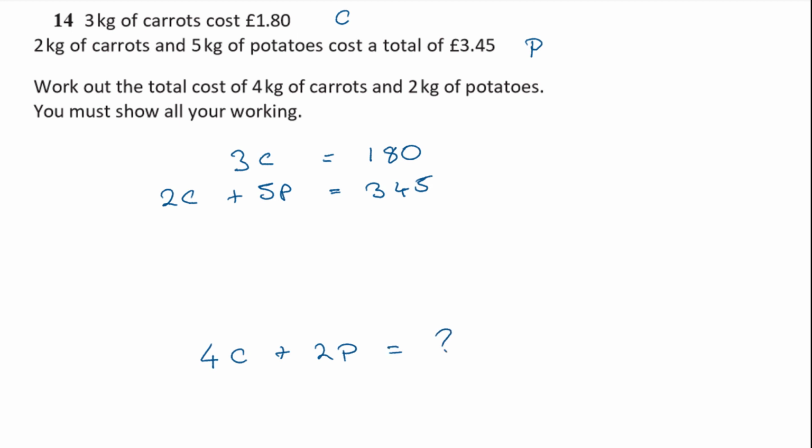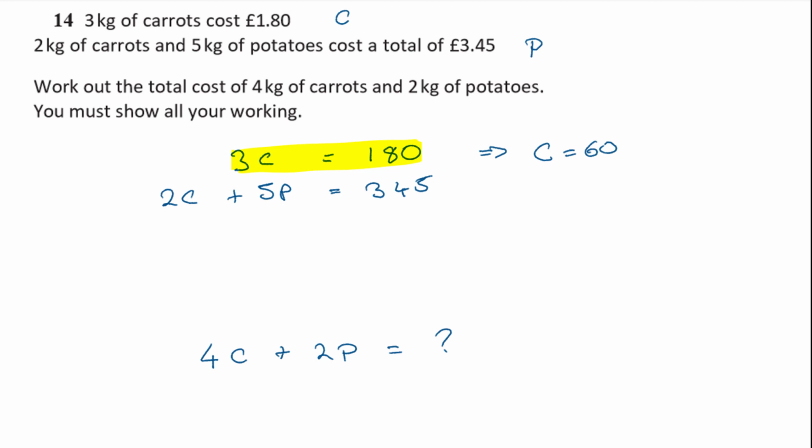Now in order to answer that question I need to know the cost of potatoes. I know the cost of 3C, so surely from that I can work out the cost of 1C and then use that to work out the cost of my potatoes. So let's take this first one. 3C is 180. If I divide both sides by 3, I'm going to get C is equal to 60, isn't it? So if 3C equals 180, divided by 3, C equals 60.